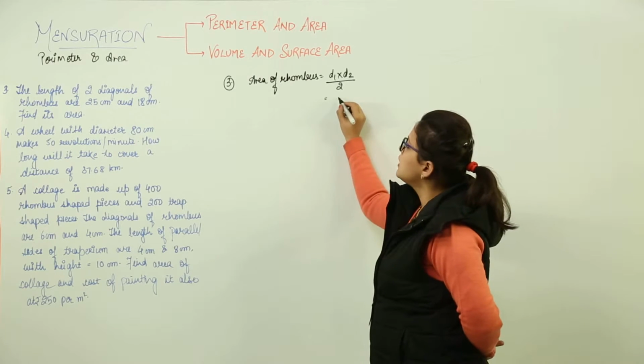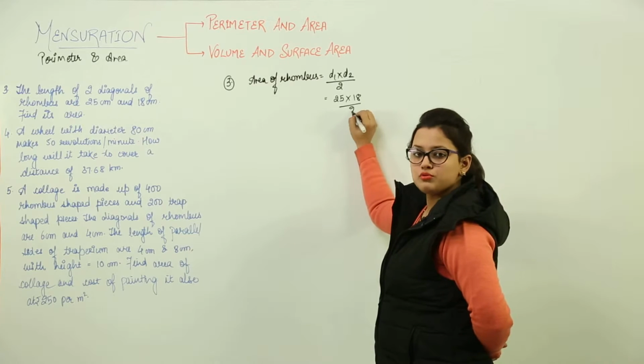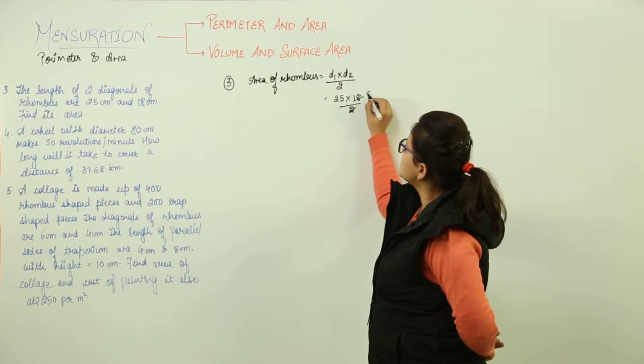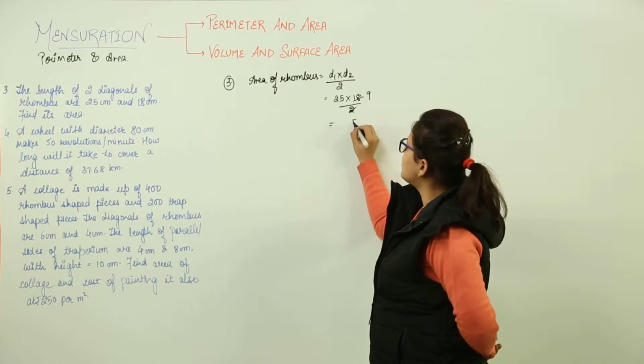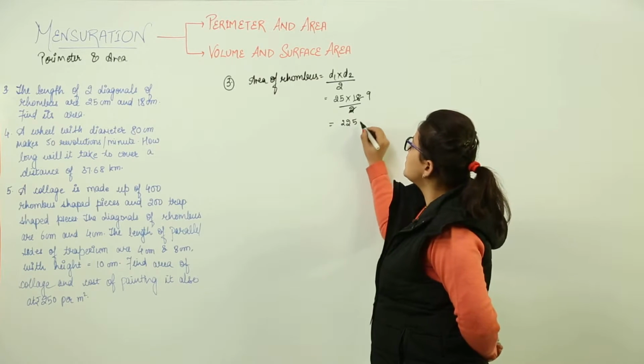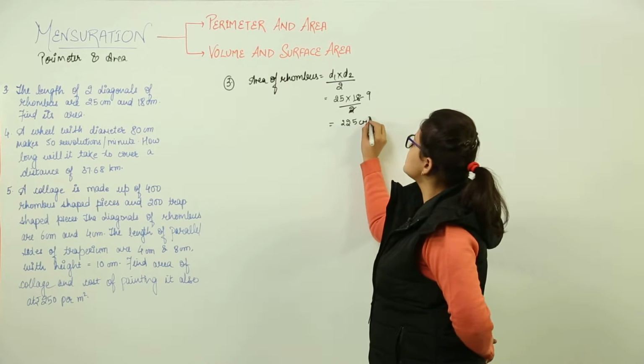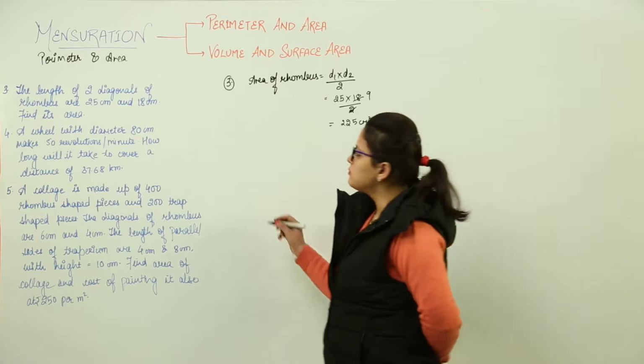What would it be? It would be 25 into 18 over 2. Now here we will cancel this out. We would get 9 5s are 45 and 4, 9 2s are 18 plus 4, 22. So we get 225. What is the unit given? Centimeter square. Right? This was simple enough.